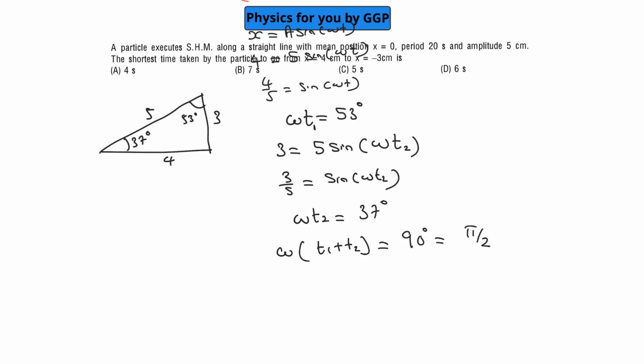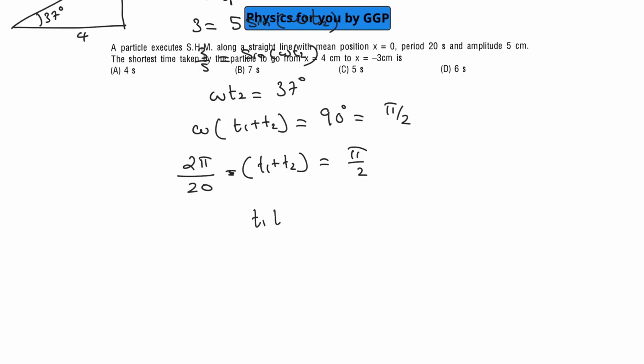or you can write it as pi by 2. And the value of omega is 2 pi by T, and in the question it is given that the time period is 20 seconds. So 2 pi by 20 into t1 plus t2 is equal to pi divided by 2. So we can write that the value of t1 plus t2 is, cancelling pi, equal to 5 seconds.